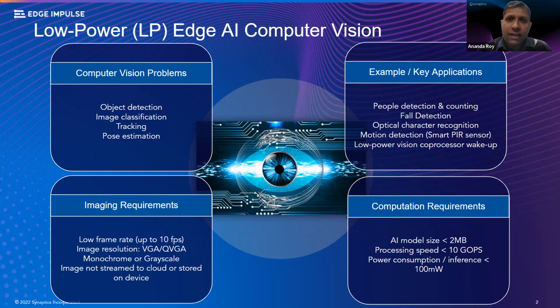There is a class of computer vision problems that lead to applications you can run on constrained devices such as Katana. Things like object and people detection, image classification, tracking, and pose estimation, which lead to applications such as people detection and counting, fall detection, and optical character recognition, such as reading digital meters, QR codes, barcodes, and so on. You can do it at the edge with very constrained compute, in milliwatts of power, requiring very little memory.